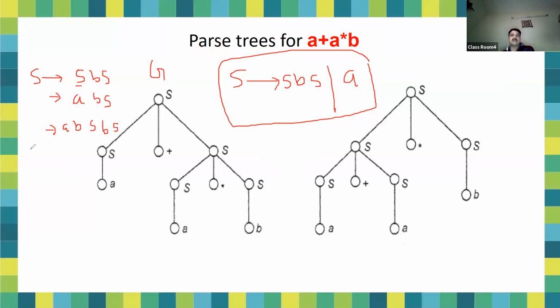SBS. Again, in place of S, I kept A B S, because A gives B S. And finally we can write here A B. And in place of S, what can I write? A, to terminate. Clear? So this string is derived through this given grammar.